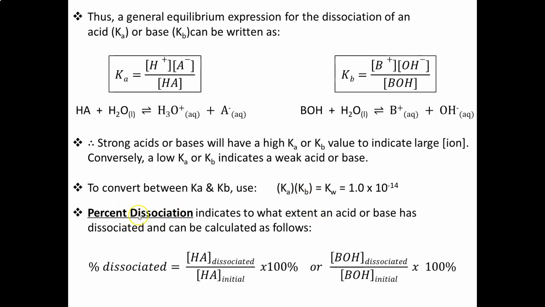Now, another way to represent how well an acid or a base breaks up, instead of using Ka or Kb, is something called percent dissociation. And these are the equations to show us how well an acid will break up. So just take the concentration of what actually broke up, divide by the concentration of what is left over that didn't break up, multiplied by 100%.